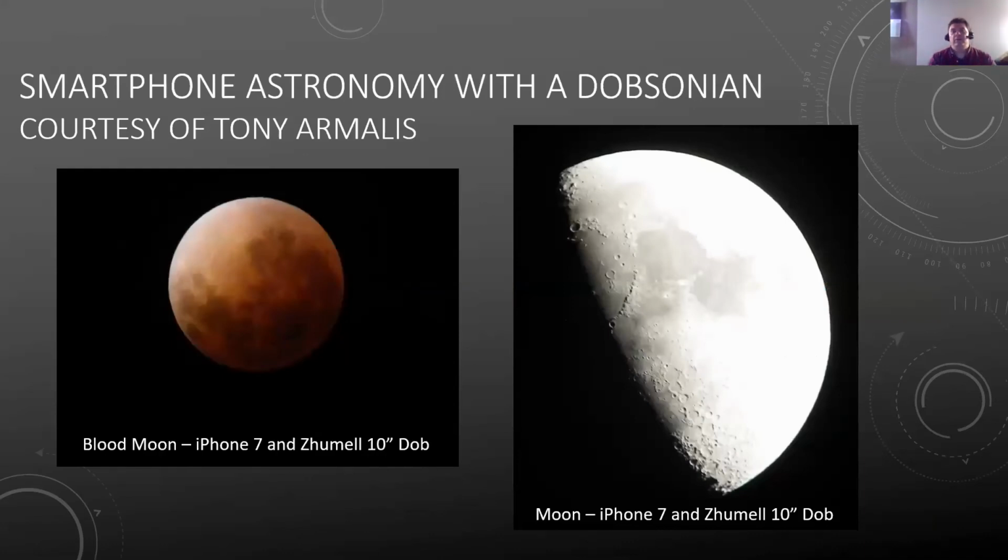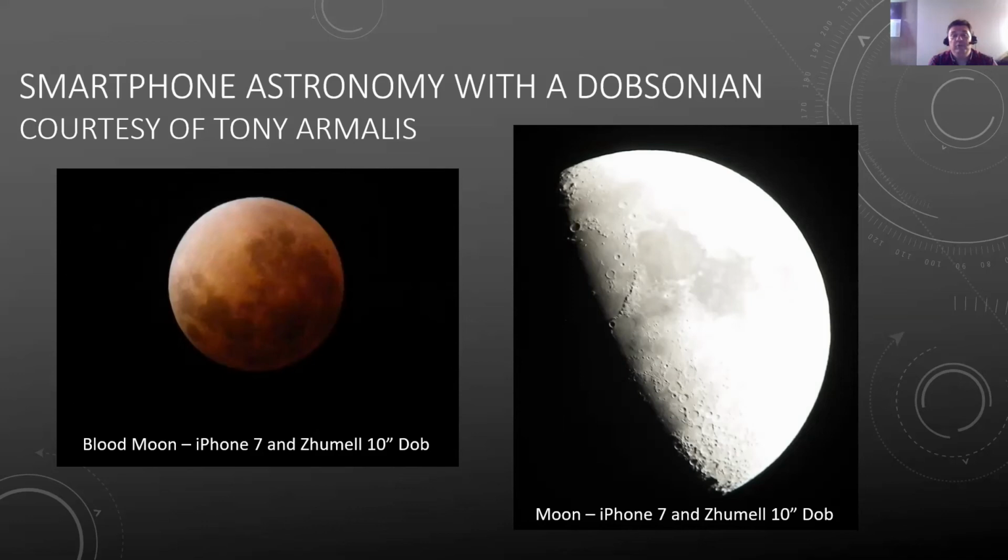And Tony Morales gave me some pictures taken with a smartphone on a Dob. One of the things we always hear about is that with a Dob, you can't do astrophotography, I mean, unless you had a tracking mount, you might be able to. But this was with the iPhone 7 and the Zhumell 10-inch Dob. And it works great with bright objects like the moon.